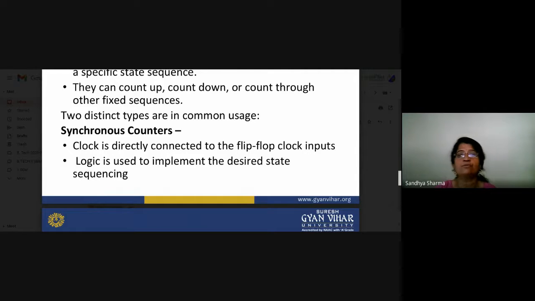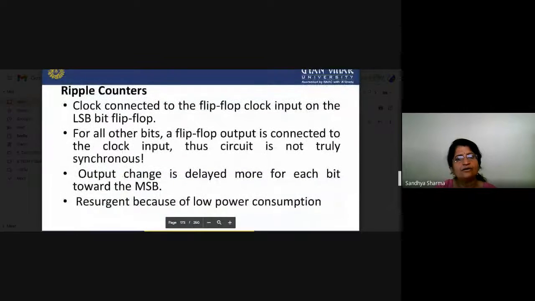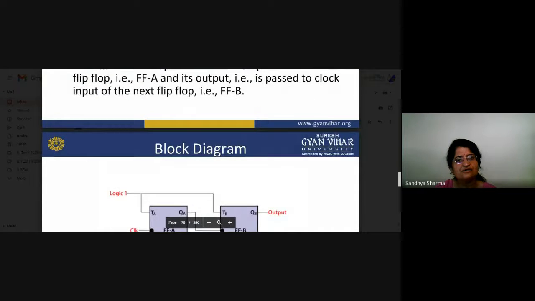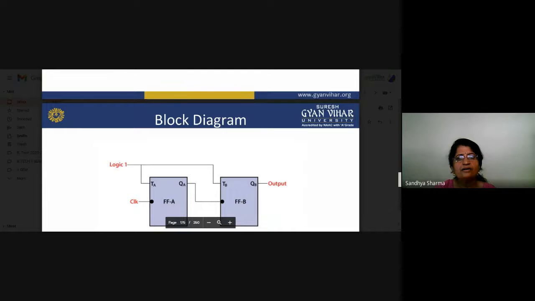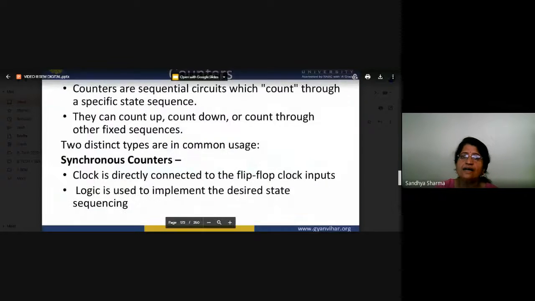But how can you provide these clock signals to all the flip flops? The clock is directly connected to the flip flop clock inputs, and logic is used to implement the desired state sequencing. We will see this in our diagram. If we are talking about the ripple counter, you can see a basic description here. How can we differentiate between an asynchronous counter and a synchronous counter?